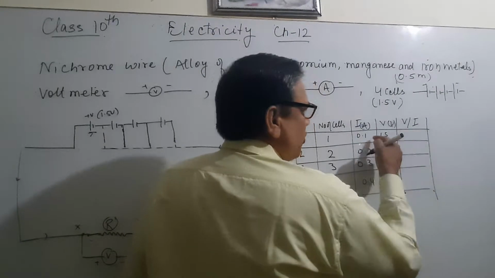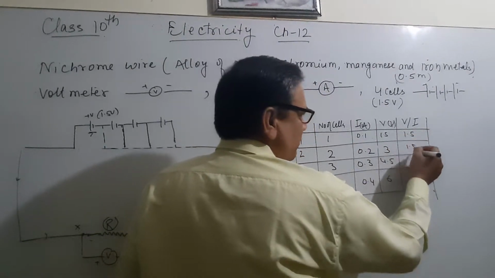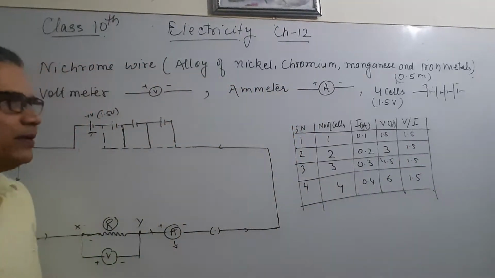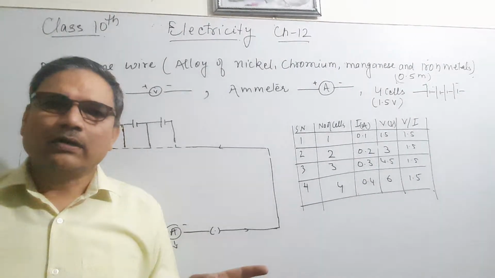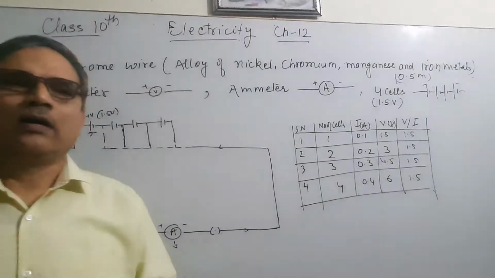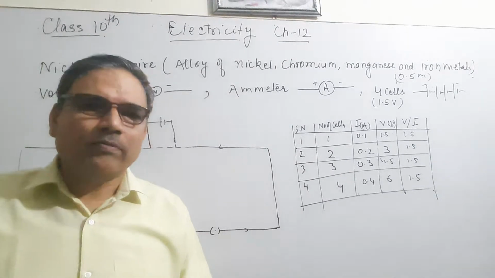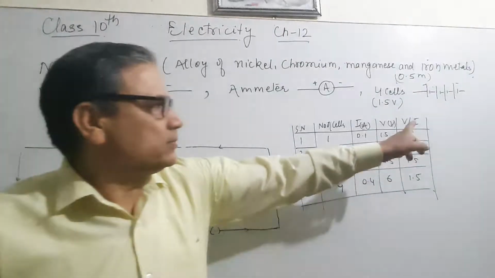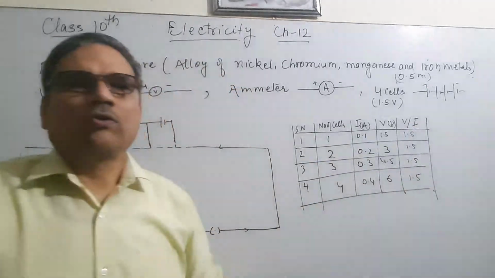Then the ratio V upon I is 1.5, 1.5, 1.5, 1.5. It means he developed the relationship between the potential difference and current. As we increase the potential difference, the amount of current will also increase. It means potential difference is directly proportional to the amount of current, and the ratio of potential difference and current is always constant.